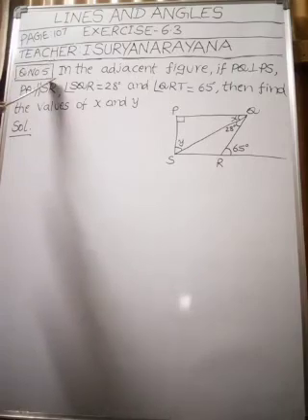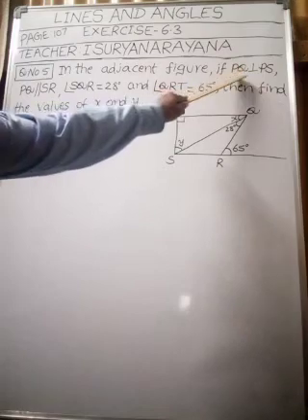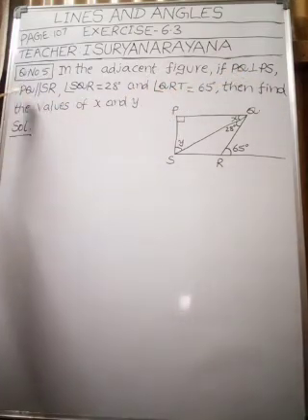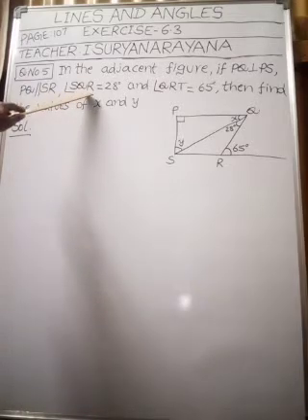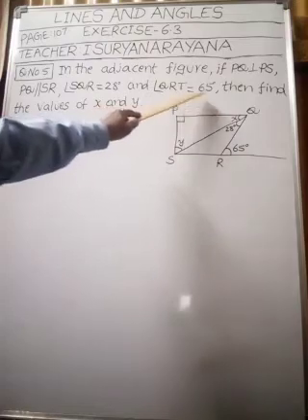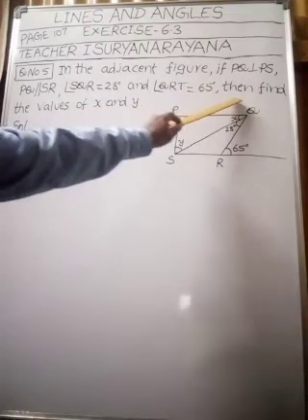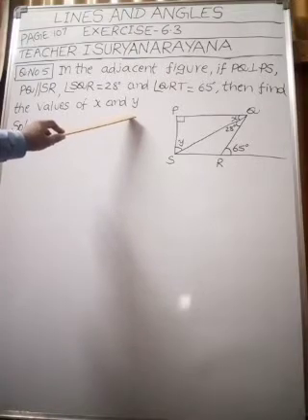Now come to question number 5, the next question in the exercise. In the adjacent figure, if PQ is perpendicular to PS, PQ is parallel to SR, angle SQR is equal to 28 degrees and angle QRT is equal to 65 degrees, then find the values of X and Y. Understood this question, my children?